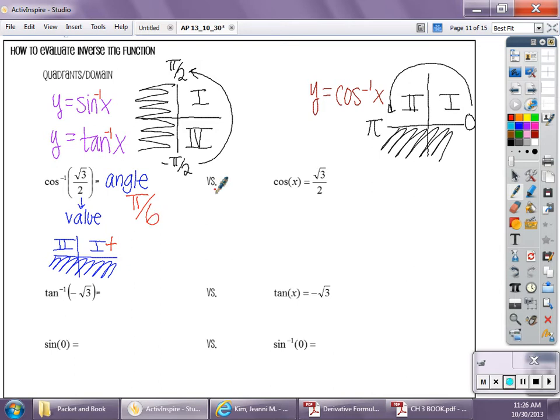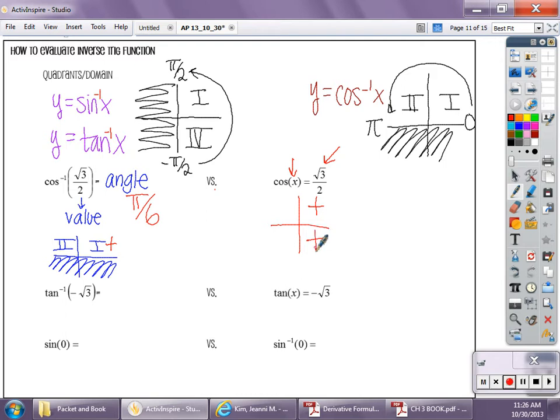This question is different. This question doesn't use an inverse. This question doesn't have a domain restriction. This question asks the same thing. Give me the angle that gives me this root 3 over 2 value, but because that inverse symbol doesn't show up, you use quadrants 1 and 4 in normal order.